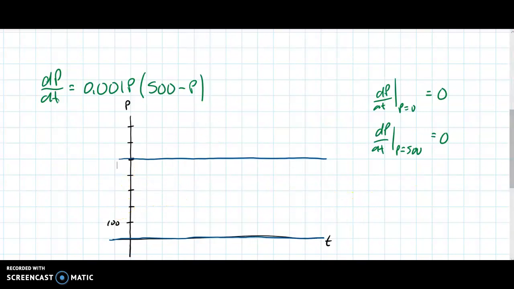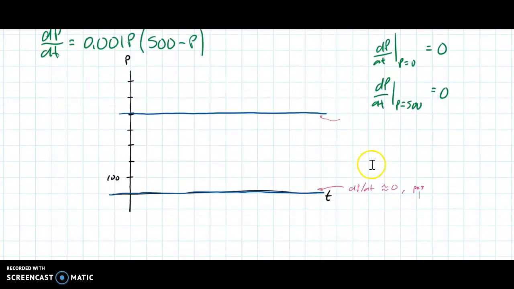So I want you to see that if we are here or if we are here, very close to that 500 or very close to the 0, dp/dt is approximately 0. Actually, it's just a bit bigger than 0. It is positive. Why is that? Well, look.